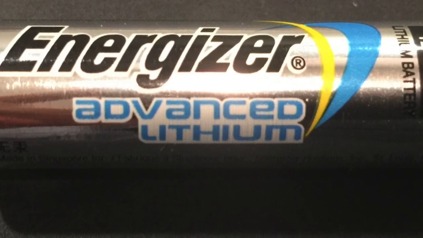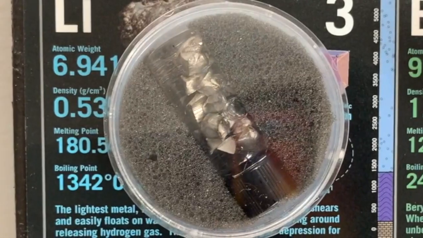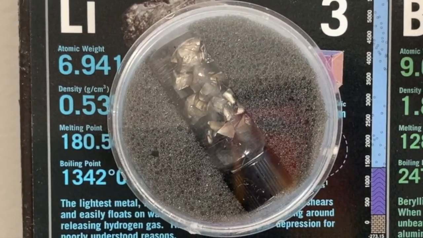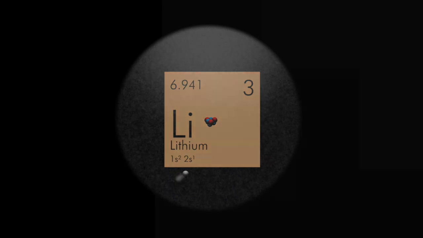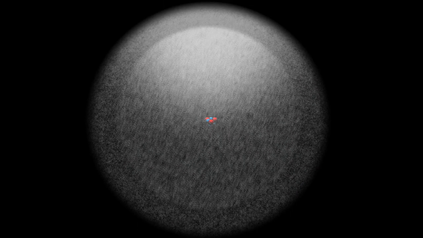Lithium is the lightest metal on Earth. It's actually less dense than water and would float on water. And lithium has three protons, three electrons, four neutrons. And again, the electrons move about the central nucleus.